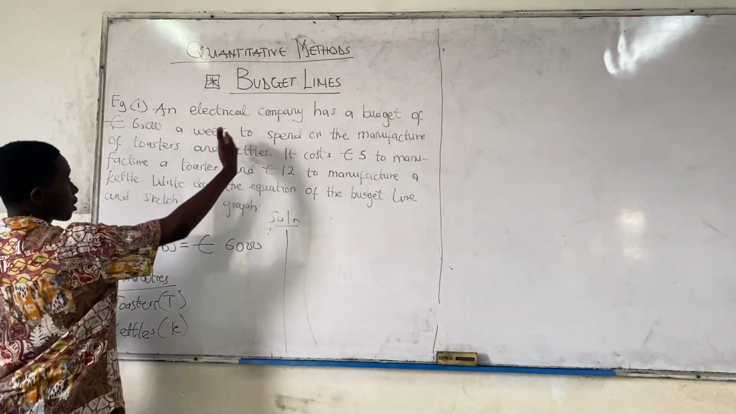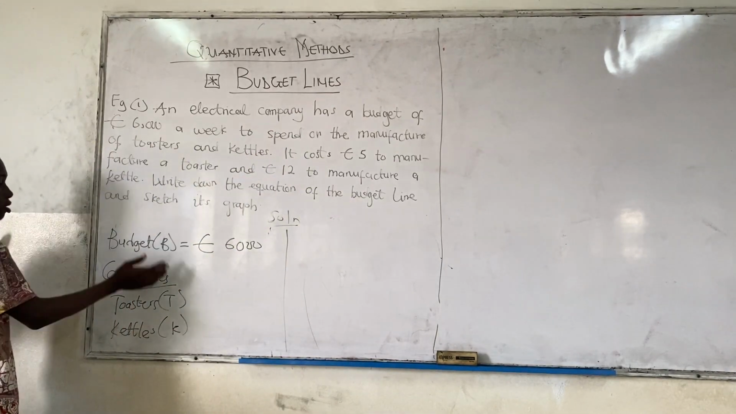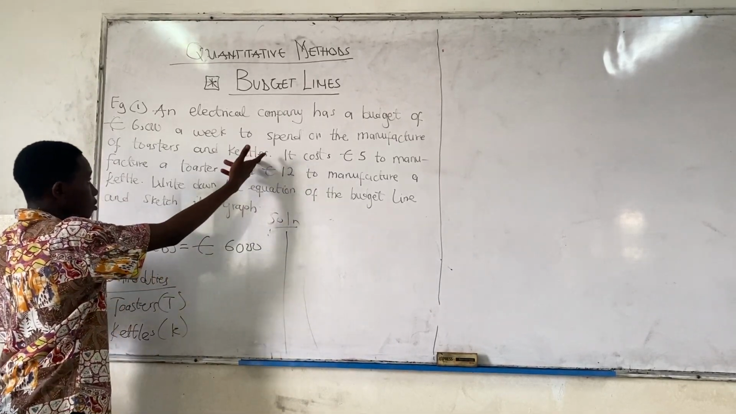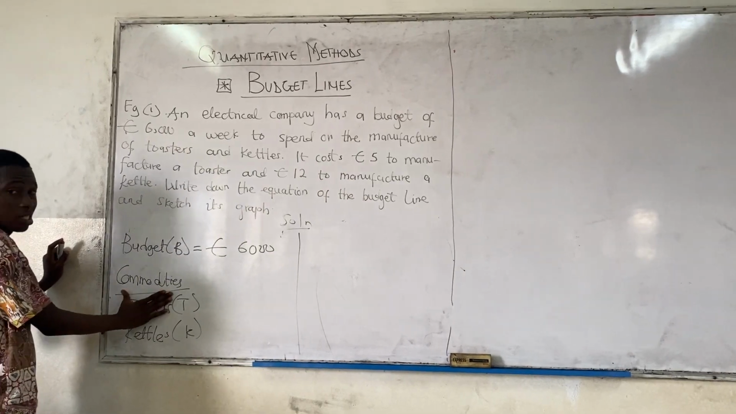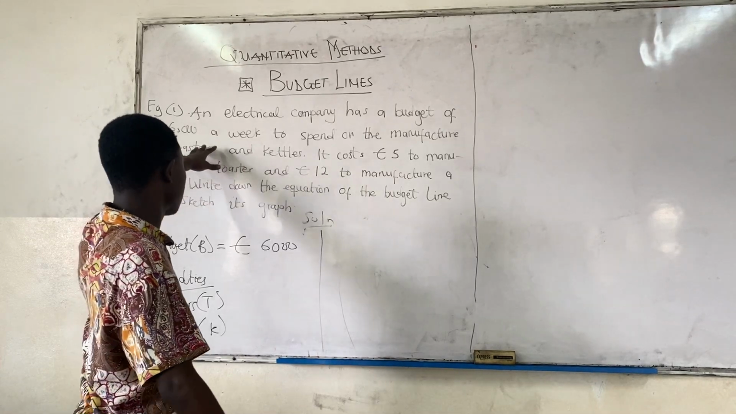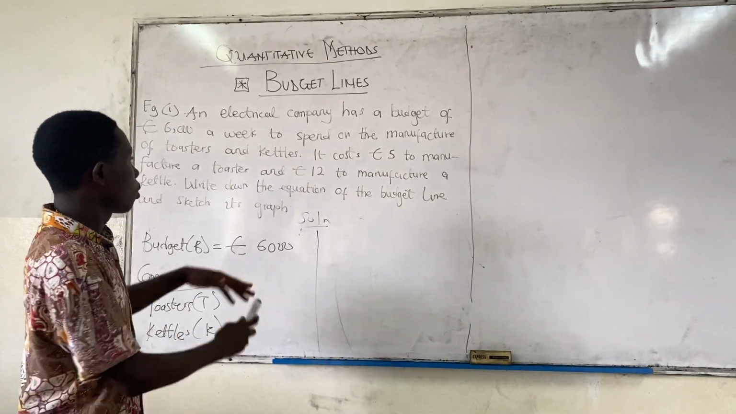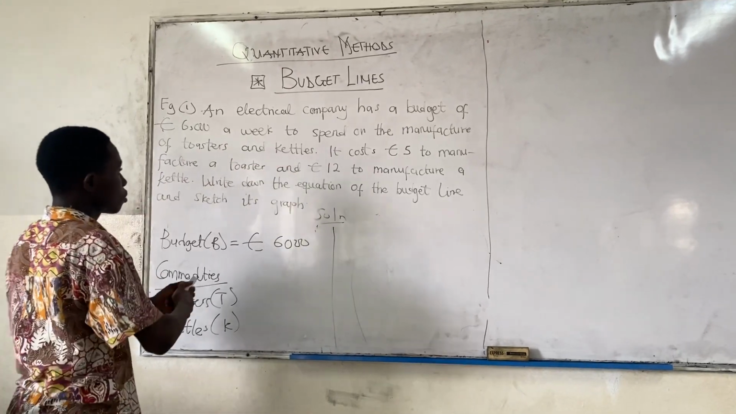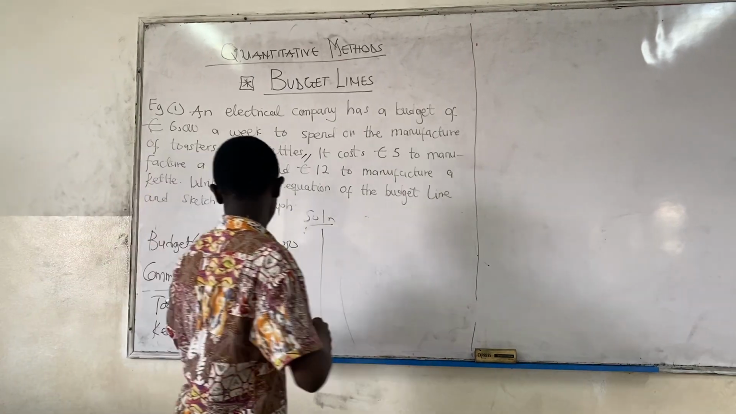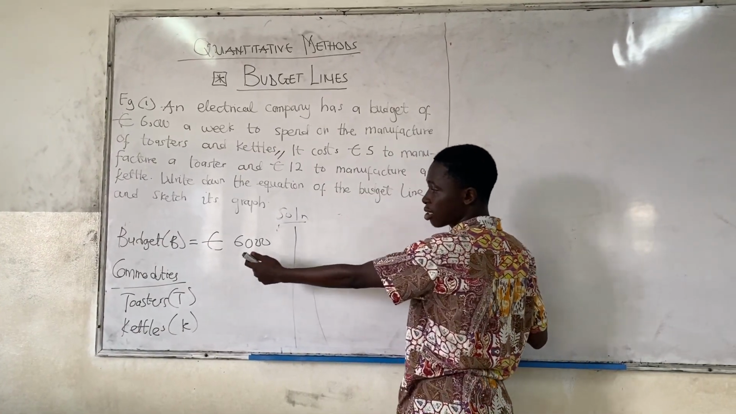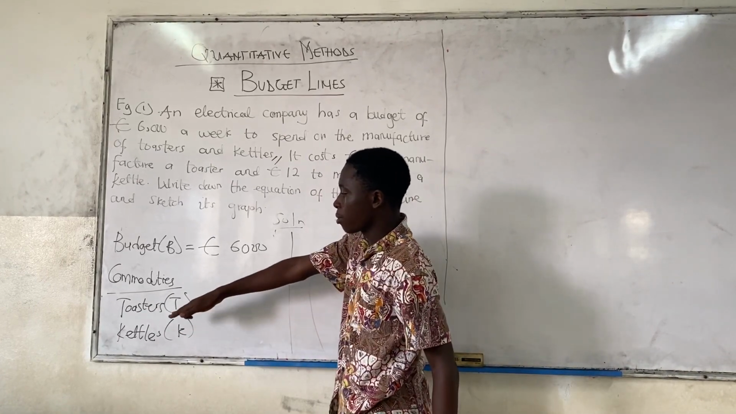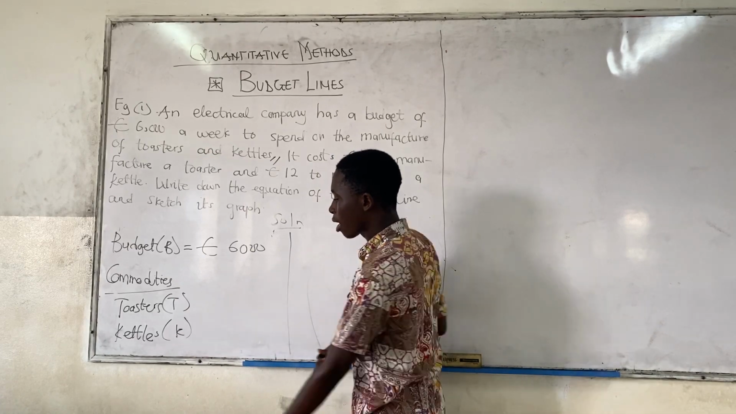So basically, from this side, we have our budget as 6,000 euros. And also the commodities that we identified in the question were kettles and toasters. An electrical company has a budget of 6,000 euros a week to spend on the manufacture of toasters and kettles. So up to this point, you can get a budget line from this question. We now have our budget to be 6,000 euros. Our commodities to be what? Toasters and kettles. Toasters is represented by the alphabet T. Kettles also by an alphabet K.